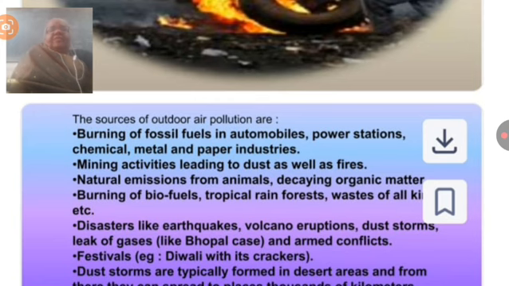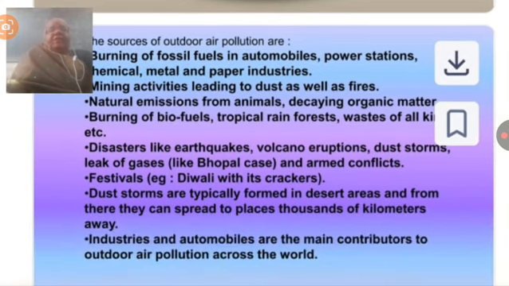Then number five, disasters like earthquakes, volcano eruptions, dust storms, leak of gases like the Bhopal gas tragedy, which I have referred to in my video pertaining to pollution case studies, and armed conflicts. Then festivals: we burn crackers in Diwali, which pollutes the air to a considerable extent.